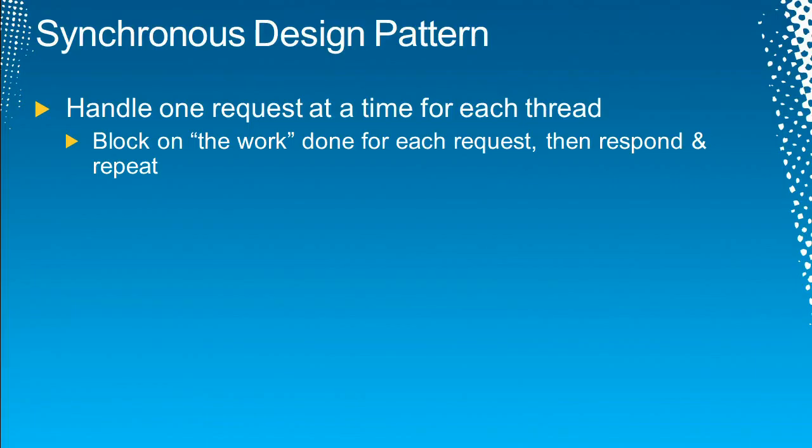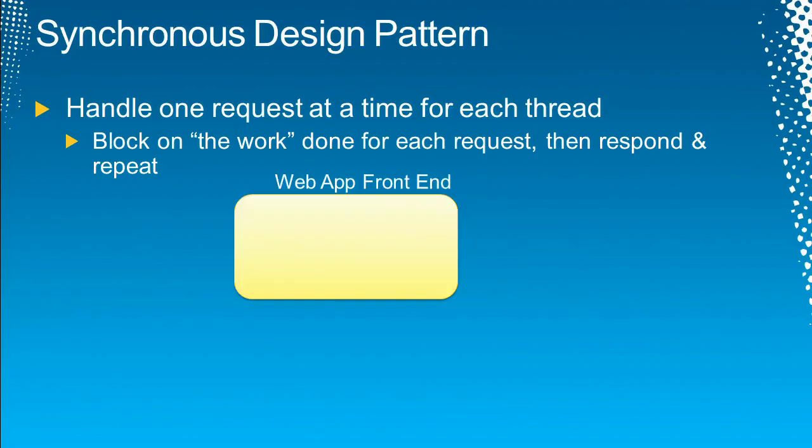Whenever there's a wait, the thread that's handling the request will block, and it will not do anything else until that wait completes and the work is done, whatever the work may be. Let me draw a picture to illustrate what I mean and explain why this is not the thing that you want to do. If you've got a web application and it's got a front end, let's suppose that web app has only a single thread for the sake of an example. In reality, you might have multiple, but let's suppose there's just one.